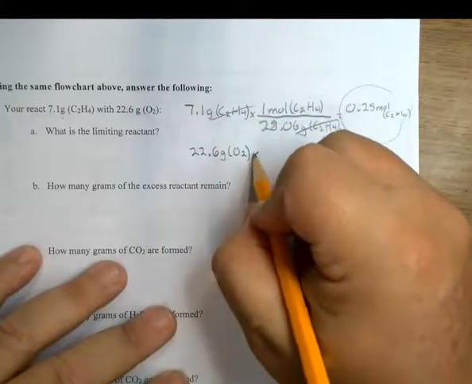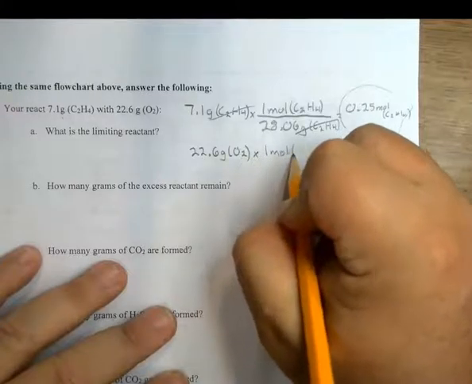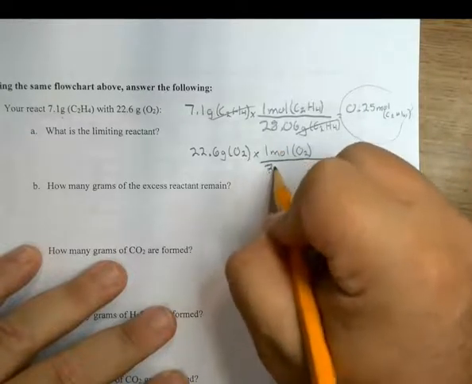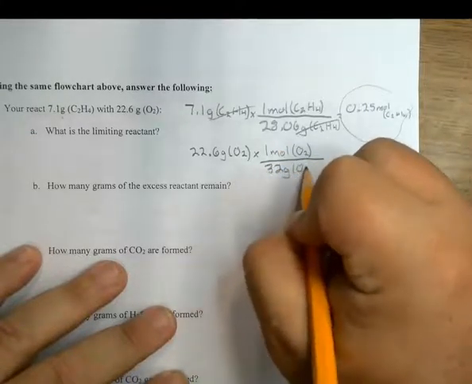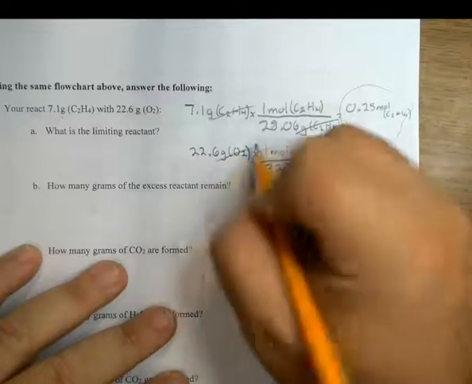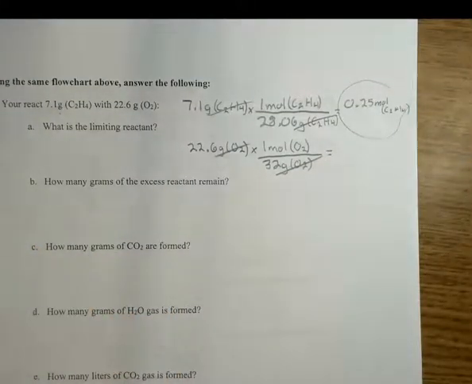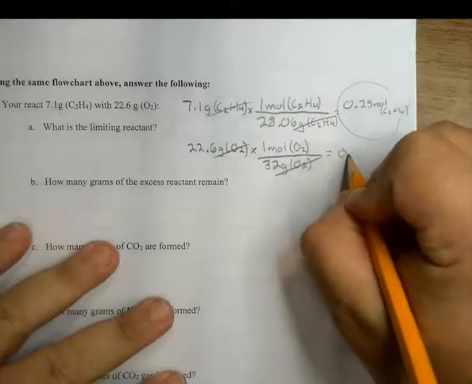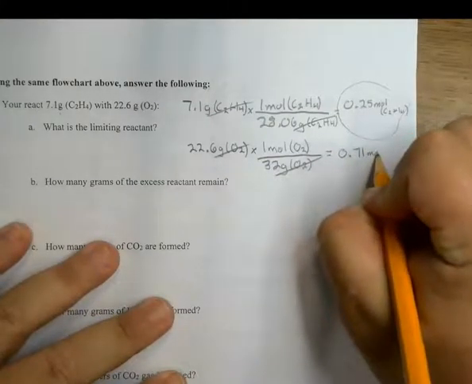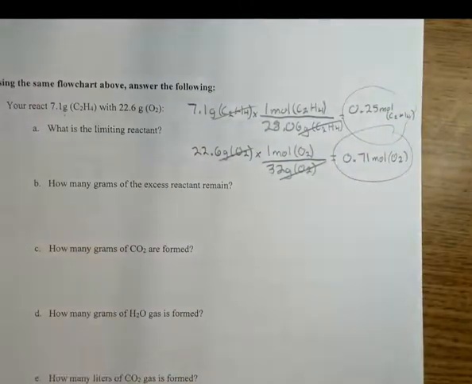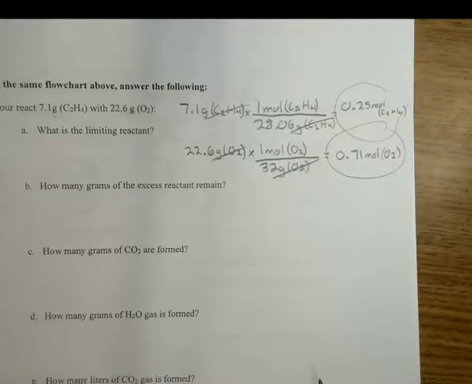The molar mass conversion is 1 mole of O2. It's 2 oxygen atoms, so 2 times 16 is 32 grams of O2. Grams of O2 cancels grams of O2, and you have 22.6 divided by 32. And that gives you 0.71 moles of O2. That's the number you're going to use on the other side. So I have 0.25 for C2H4 and 0.71 for O2.